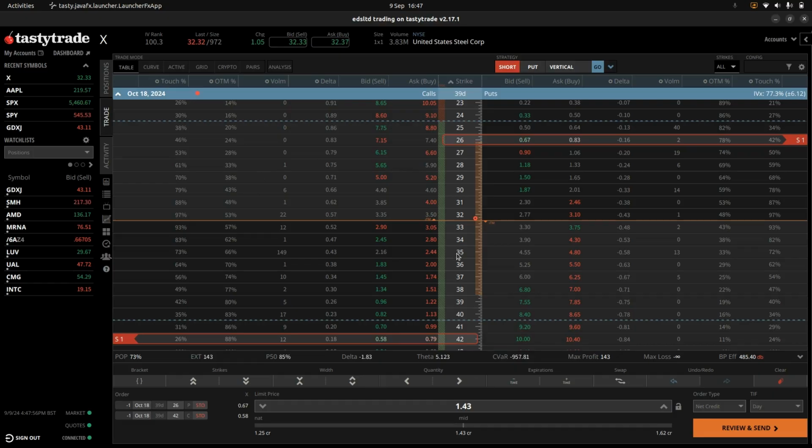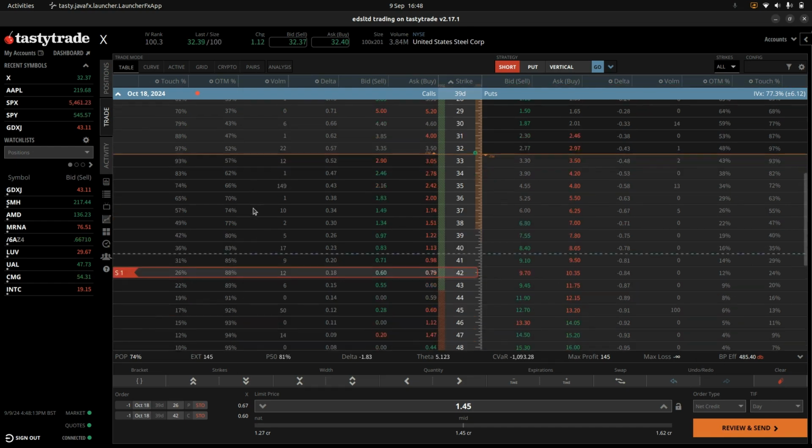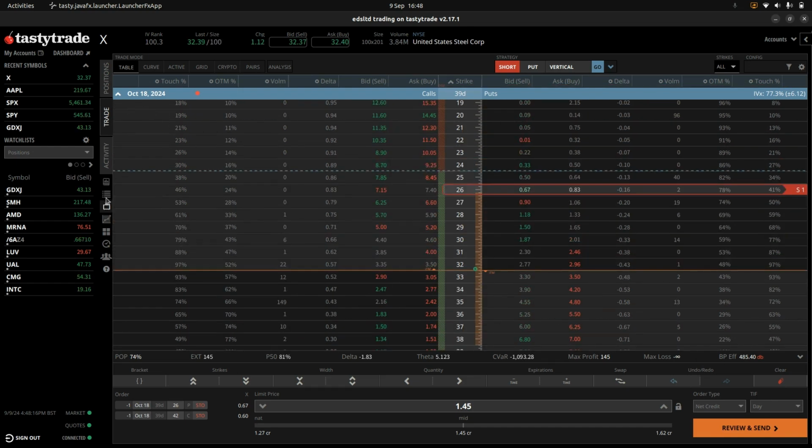I'm not going to place this trade because I already have a lot of positions in this portfolio. It is only a very small portfolio. However, if I had space, I would definitely be looking at putting this on, especially because the buying power requirement is so low. Cool. So that's how you look for new positions.